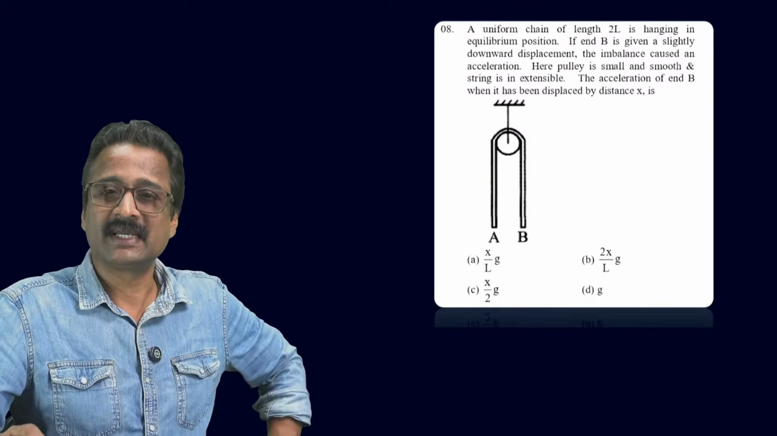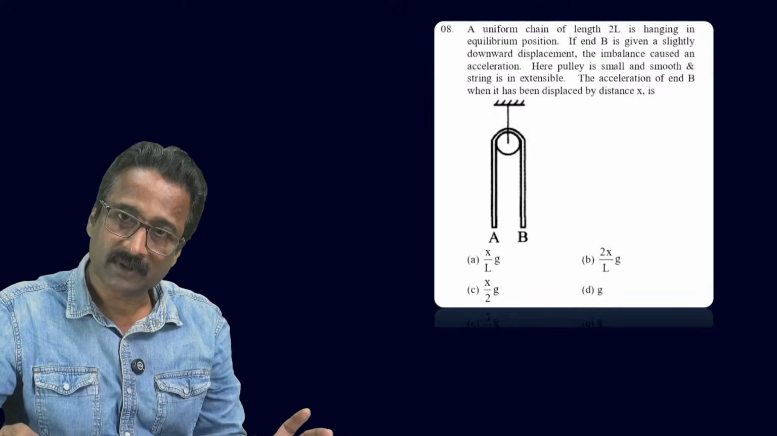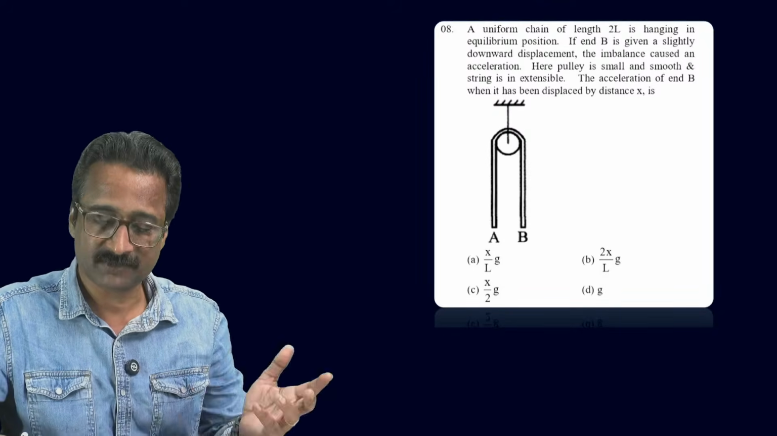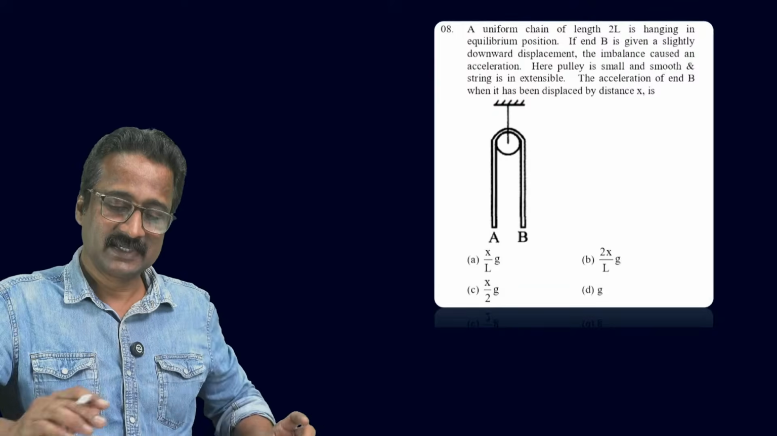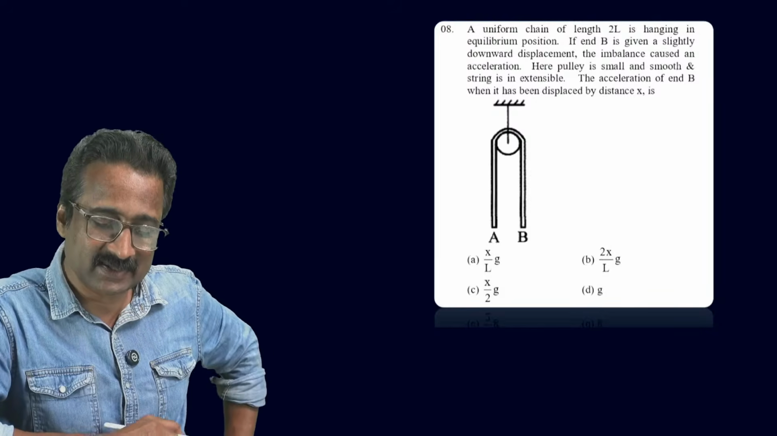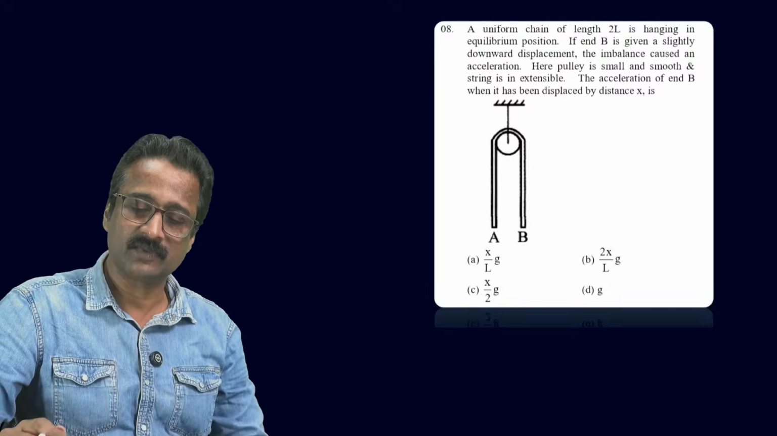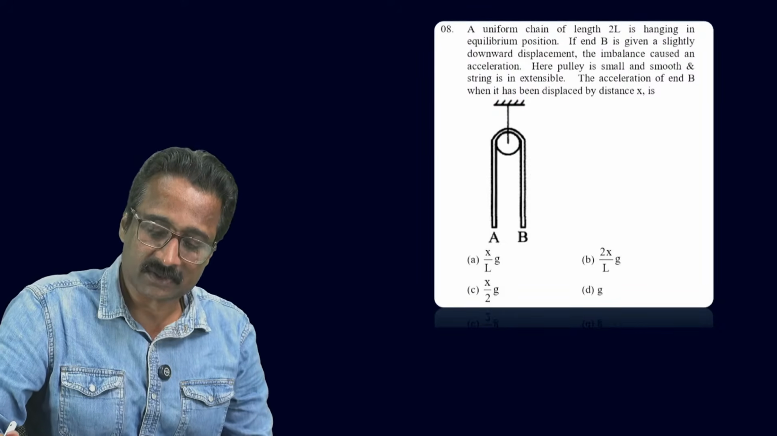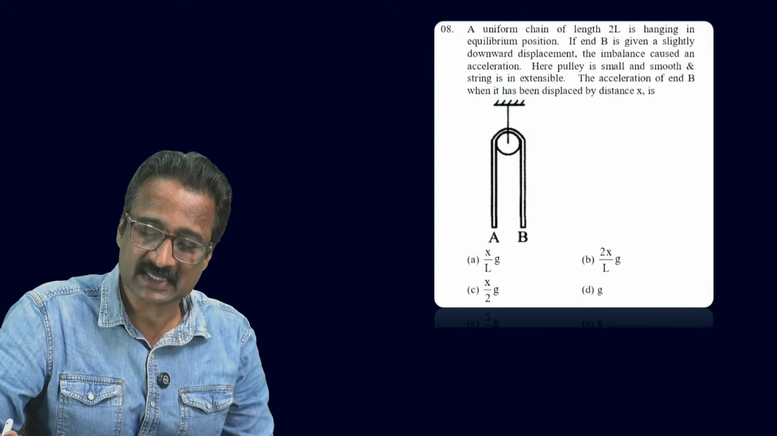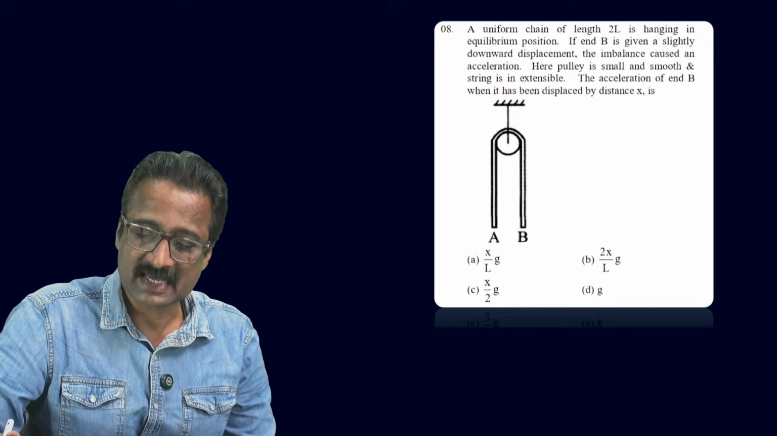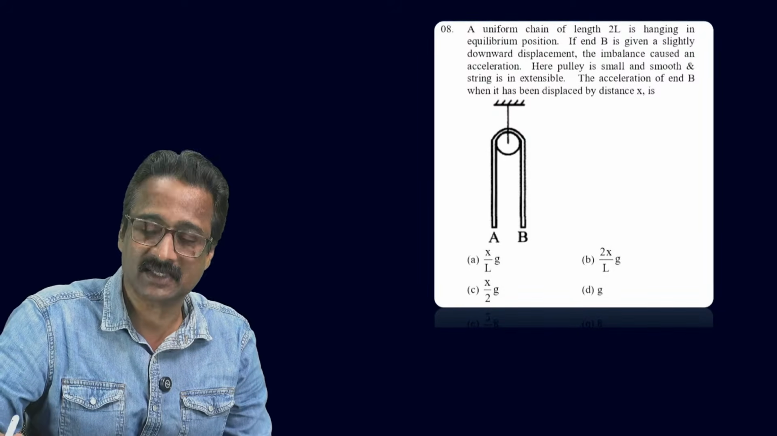Let me move on to question 8. A uniform chain of length 2L. I hope on your monitor this is visible. Otherwise, I'll read it for you because the letters are too small. All right. A uniform chain of length 2L is hanging in equilibrium position. If end B is given a slightly downward displacement, the imbalance causes the acceleration. Here the pulley is very small and smooth and the string is inextensible. The acceleration of the end B when it has been displaced by distance x is.